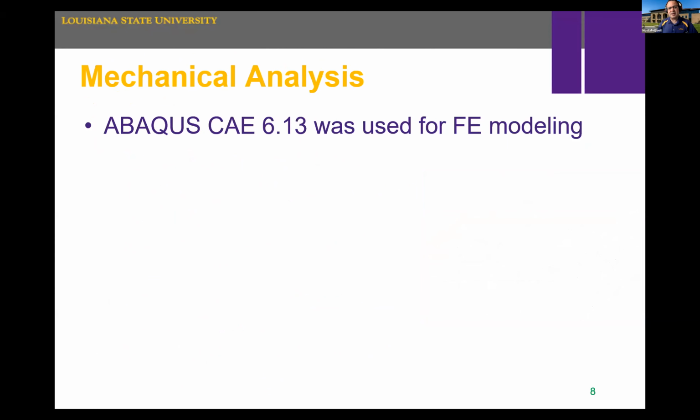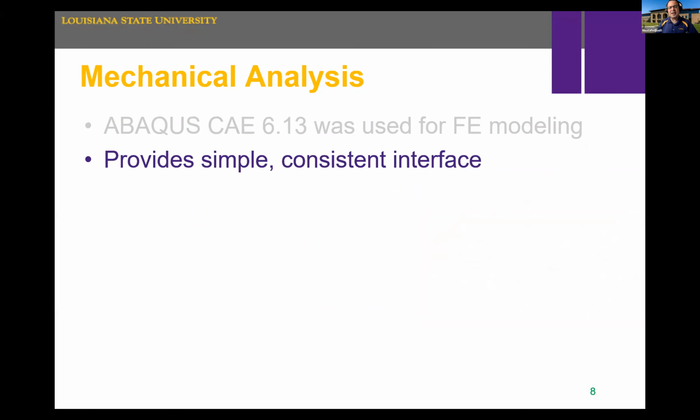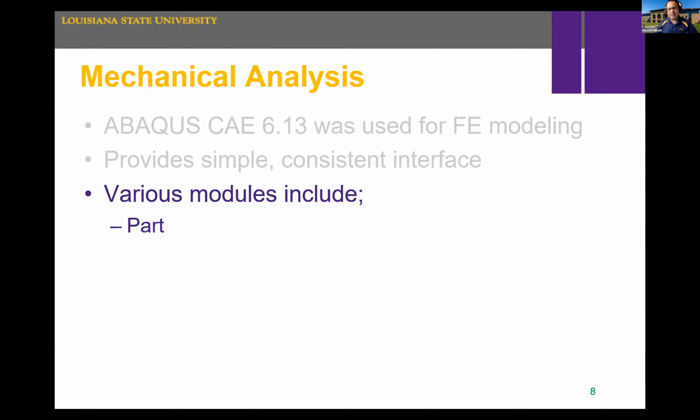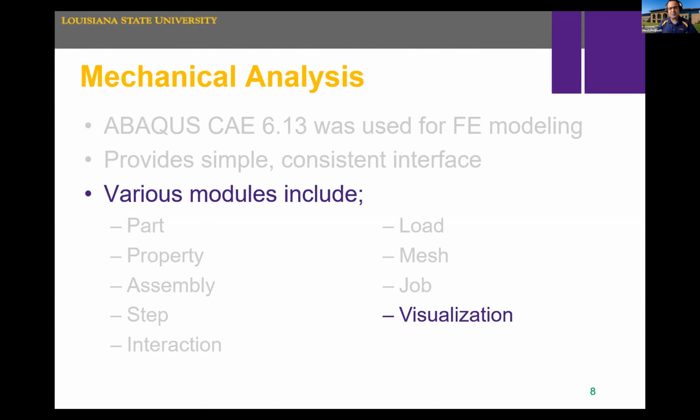So we use Abaqus in our finite element model, and we use CAE, which is a relatively recent development in Abaqus because it doesn't require advanced knowledge of finite element modeling. So in this process, we start by defining the part, then the material properties, then we assemble the parts together, then we define the loading steps, the interaction between the layers, the loading magnitude, then we mesh the assembly, and then we execute the job, and then we visualize the results.